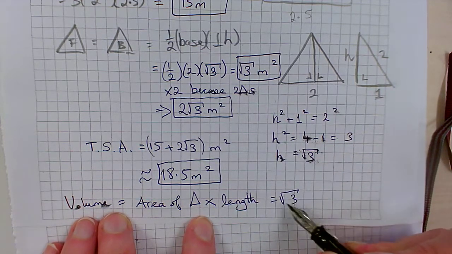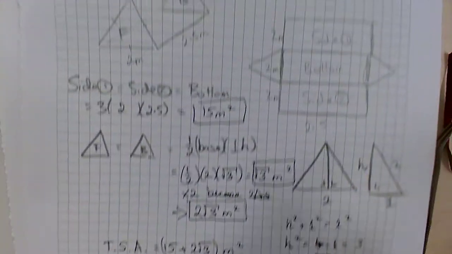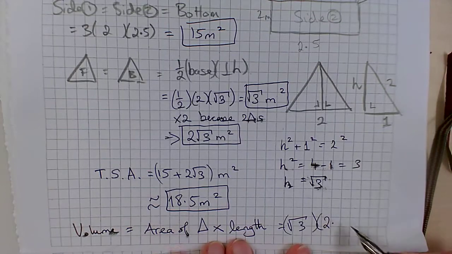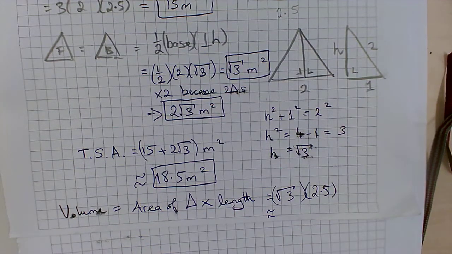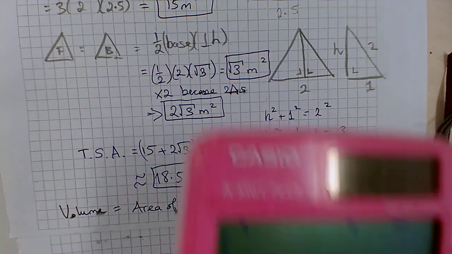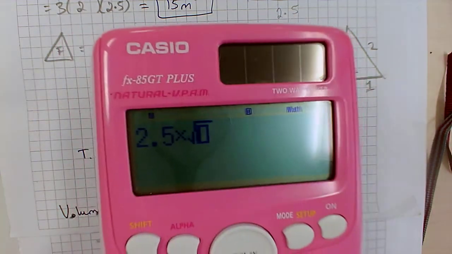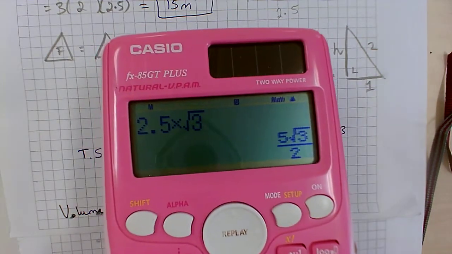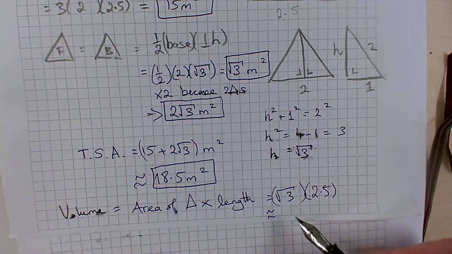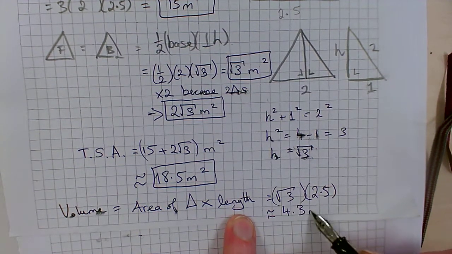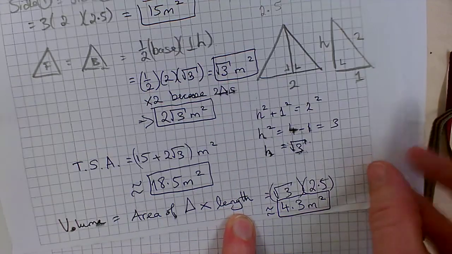So that's going to be the square root of 3 multiplied by 2.5. 2.5 is the length of my prism. And we'll put that into our calculator and change it to one place of decimals immediately. And don't forget that it is meters cubed. So 2.5 by the square root of 3 gives me 4.3 meters cubed. So there we go, surface area of a triangular prism.